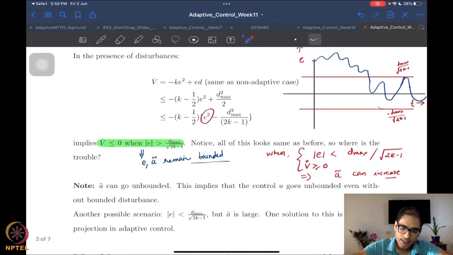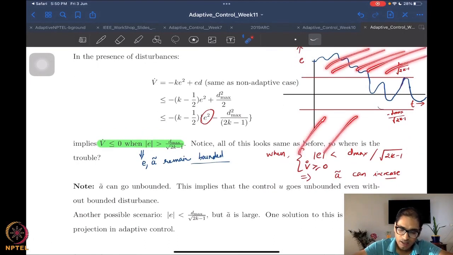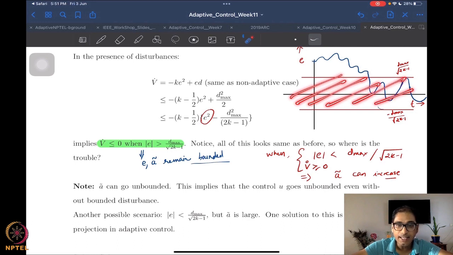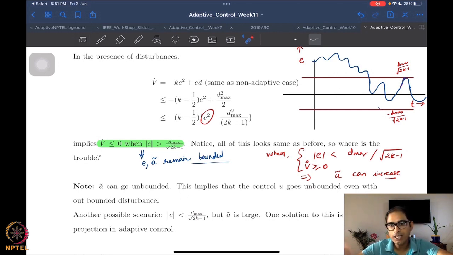But here, as long as E remains outside, everything is bounded. Because V dot is negative semi-definite, therefore V is non-increasing. So if you started with a finite value, you remain in a finite value. But as soon as E gets into this residual set, the nice cage which we made for E, we know that it cannot escape this cage. But inside, the V dot function, which contains E, becomes non-negative, which means V can increase. The only way V can increase without E increasing itself is if A tilde increases. And A tilde can increase to arbitrary values now. Nothing stopping it.